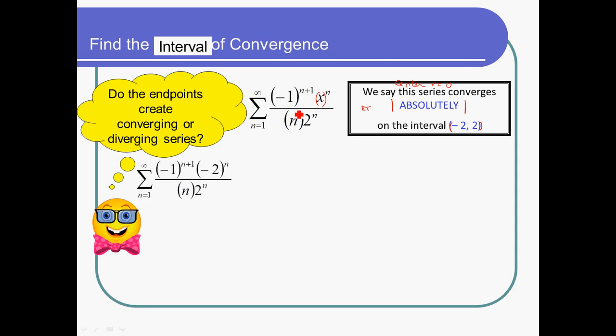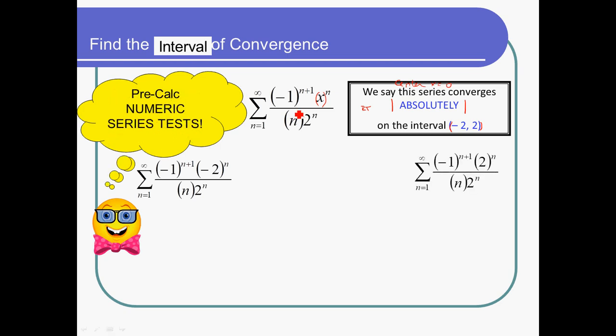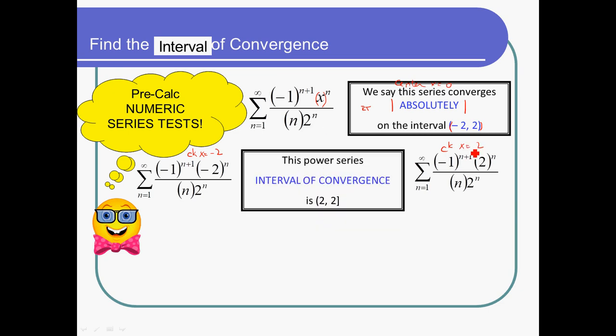So I plug in -2 for x, and I plug in 2, right? So I'm checking x equals -2, and I'm checking x equals 2. When I checked them, I got the interval of convergence where -2 was not included, but 2 was included. How did that happen?